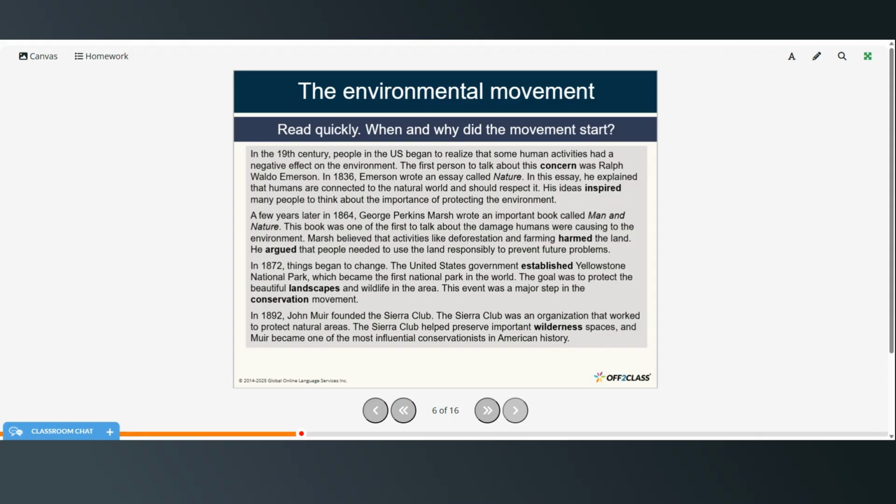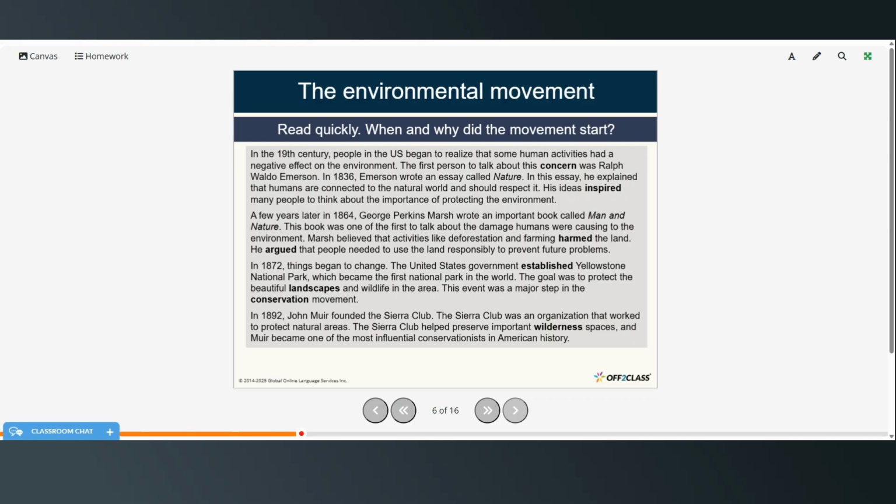In the 19th century, people in the U.S. began to realize that some human activities had a negative effect on the environment. The first person to talk about this concern was Ralph Waldo Emerson. In 1836, Emerson wrote an essay called Nature. In this essay, he explained that humans are connected to the natural world and should respect it. His ideas inspired many people to think about the importance of protecting the environment.